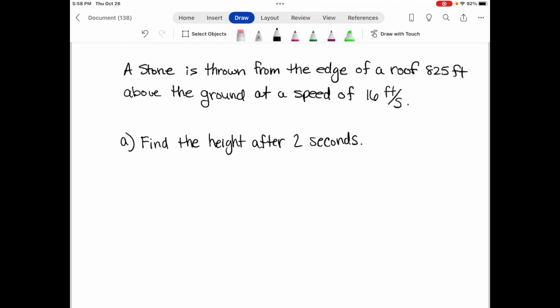A stone is thrown from the edge of a roof 820 feet above the ground at a speed of 16 feet per second. Part A of this question is we want to find the height of the stone after 2 seconds. So, some information that we're going to need for this. We need to know what the acceleration is.